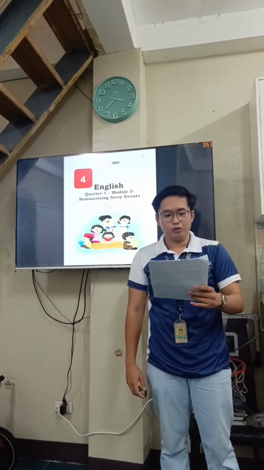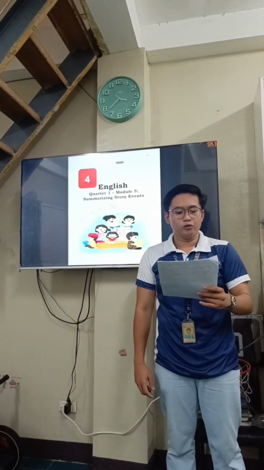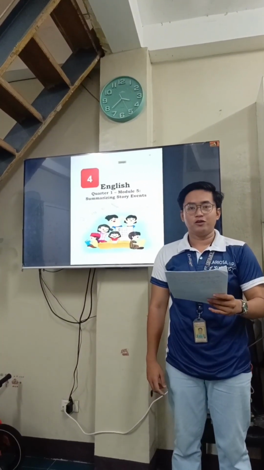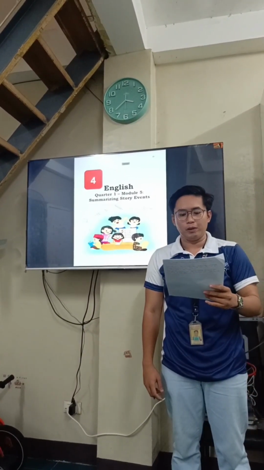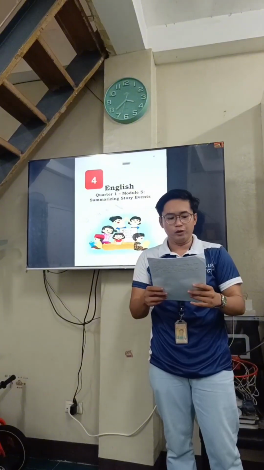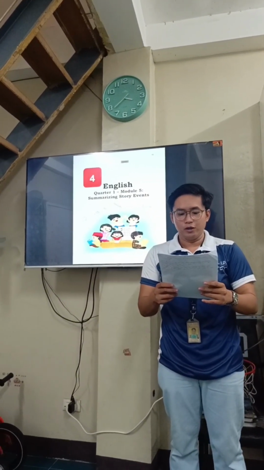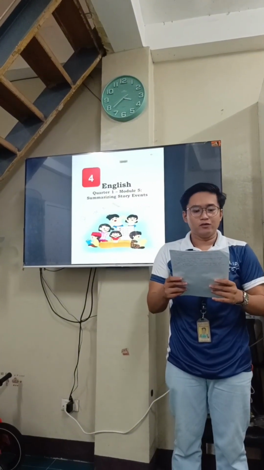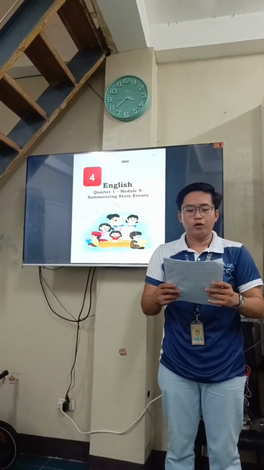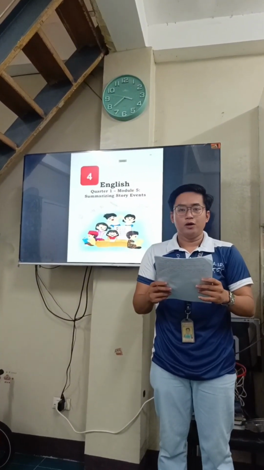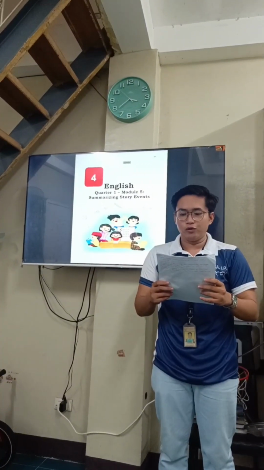As a part of our research on the effectiveness of the reciprocal teaching strategy, I am pleased to present the audio-video teaching guide for English 4, Quarter 1, Module 5, with the topic of summarizing story events. This video will serve as your step-by-step guide on how to apply reciprocal teaching in helping your learners identify, arrange, and summarize the important events in a story. Let us now go through each phase of this module and see how the 4 key steps of RTS, predicting, questioning, clarifying, and summarizing, can be used in your classroom.